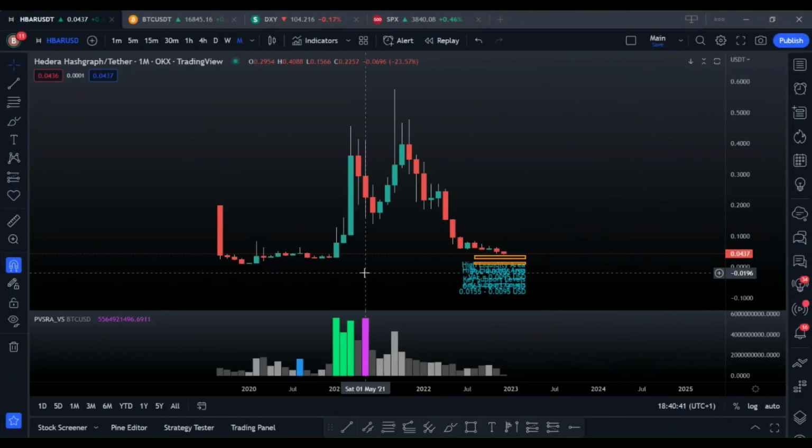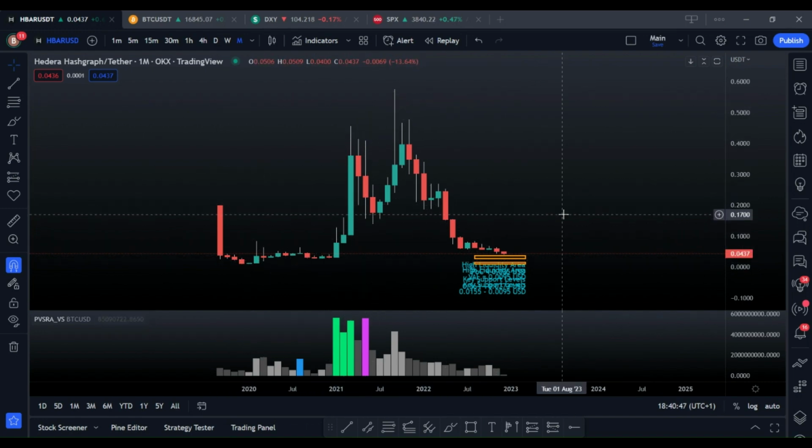Okay, so looking at the HBAR chart right here, on the monthly time frame, we can see that we had an amazing bull run, but now we're in a terrible downtrend due to the current macroeconomic state we're in right now. And we still have a little bit more down to go before we can officially say that we are about to begin our next bull run. So, where is it about to target?